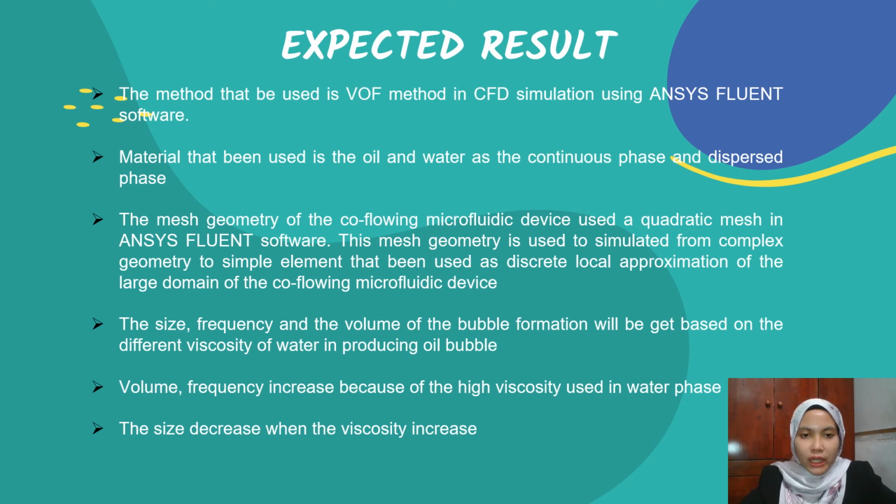For the material, I use oil and water as the continuous phase and the disperse phase. The mesh geometry of the co-flowing microfluidic device is a quadratic mesh in ANSYS Fluid software. This mesh geometry is used to simulate from complex geometry to simple elements that are used as a discrete local approximation of the large domain of the co-flowing microfluidic device.